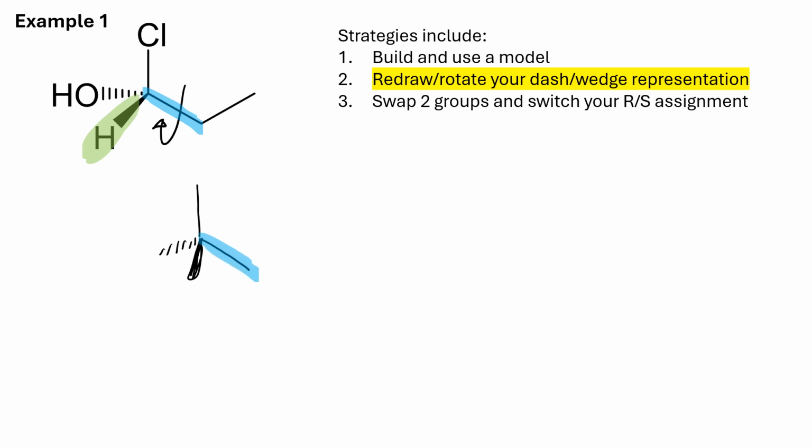And that blue bond would map to right here. So when I look at what I'm going to have over here, I'll still have my CH2 and my CH3 here. Hold that part the same. I'm just rotating this bond.